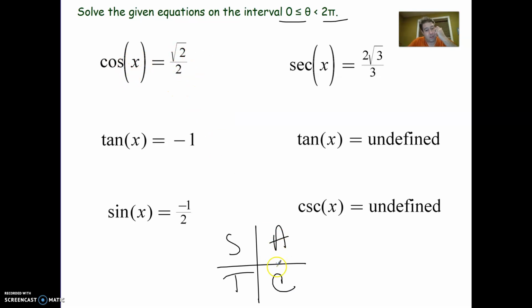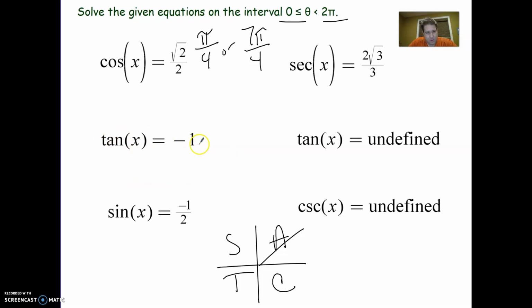Cosine is positive in these two quadrants, so it can either be 45 degrees. Ooh, no, sorry. It can either be pi over 4, or it can be, so that's 1/4, 2/4, 3/4, 4/4, 5/4, 6/4, 7/4. So 7 pi over 4 would be the two answers for this.